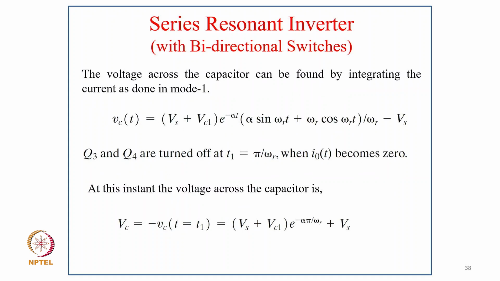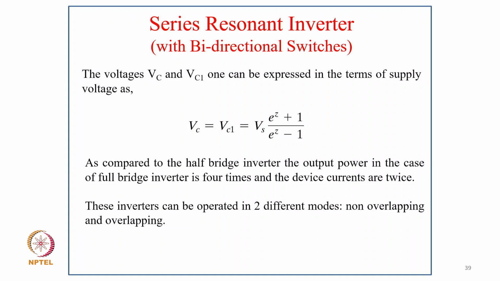The voltage across the capacitor can be found by integrating the current as done in mode 1. So Vc equal to in bracket Vs plus Vc1 e to power minus alpha t in bracket alpha sin omega t plus omega cos omega t divided by omega minus Vs. Q3, Q4 turn off at t equal to T1 equal to pi upon omega r when I0 becomes 0, and at this instant the voltage across the capacitor is Vc equal to minus Vs plus Vc1 e to power minus alpha pi upon omega r plus Vs. So voltage Vc1 can be expressed in terms of supply voltage Vs equal to Vs e to power z plus 1 divided by e to power z minus 1.